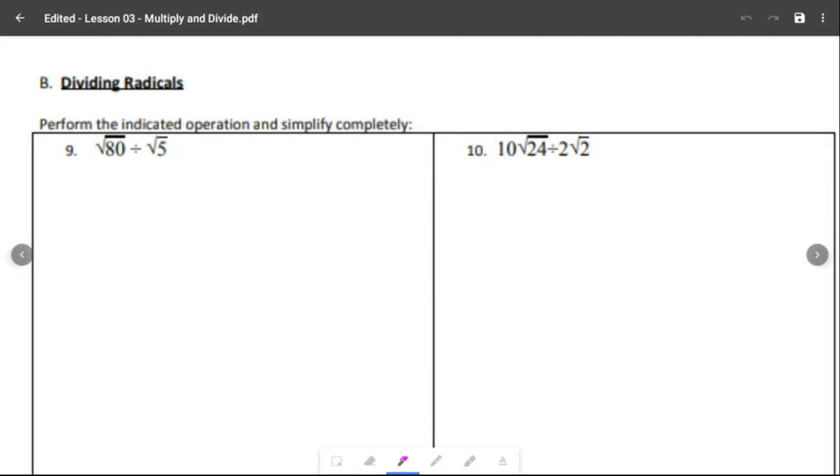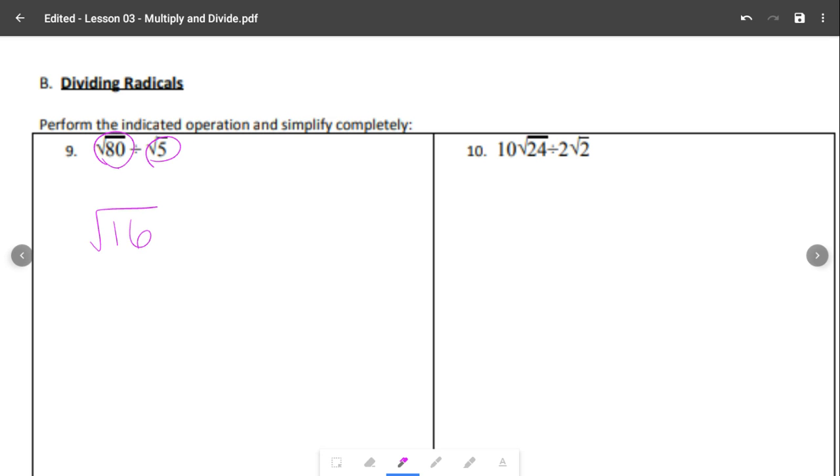But just like multiplying, outsides will get divided and then insides will get divided. We cannot cross over that radical. So here, number 9, the 80 and the 5 are both inside the radical. Their quotient after you divide will stay inside the radical. So here, 80 divided by 5, you should get radical 16. From there, now you can go ahead and simplify. Radical 16, we should know, is a perfect square, comes out as 4, and there is your final answer.